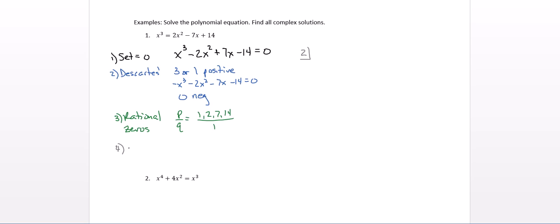Step 4, start dividing. So 2, let's put it in. We'll have 1x cubed minus 2x squared, plus 7x, and a negative 14. 7 times 2 is 14, right? A lot of times that's going to work out for us. Drop the 1, multiply to go up and over, add straight down. Multiply to go up and over, add straight down. Multiply to go up and over, add straight down. Because the remainder equals 0, I know x equals 2 is a 0.